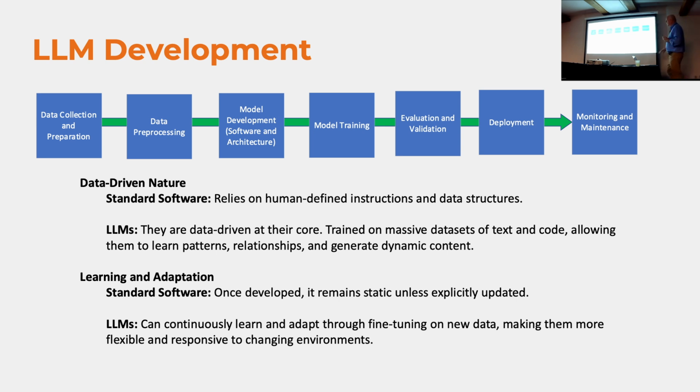Standard software, once developed, remains static, right? But LLMs can continuously improve with the feedback. So it will adapt to some degree. Whenever you hit that thumbs up button, thumbs down button, you're helping to train the model a little bit, right? That's the continuous improvement or continuous learning.